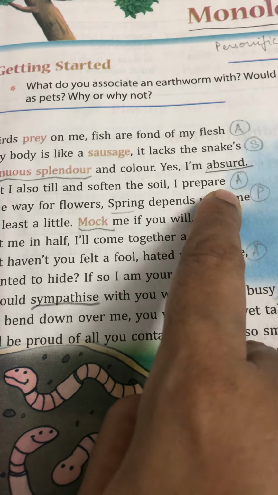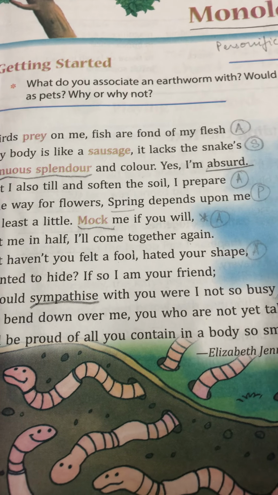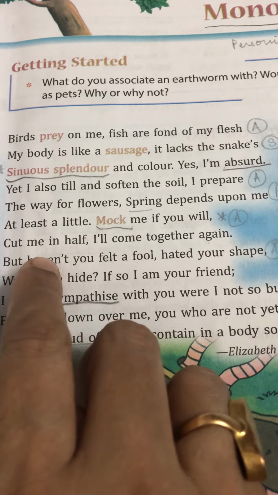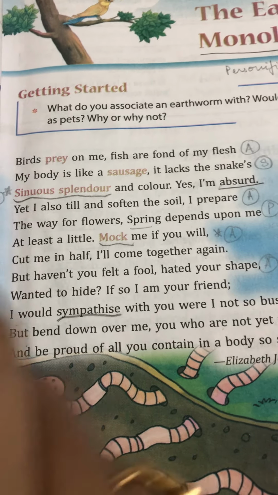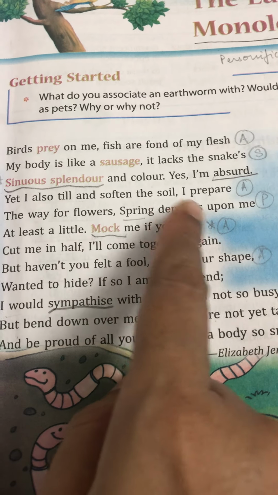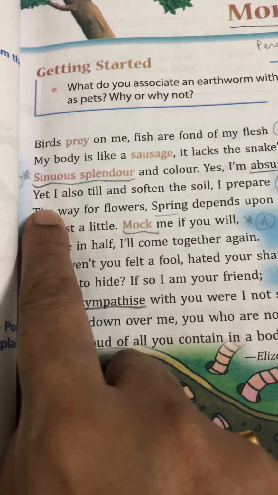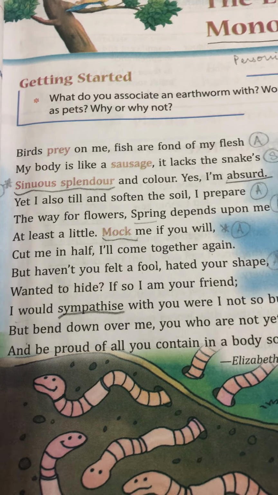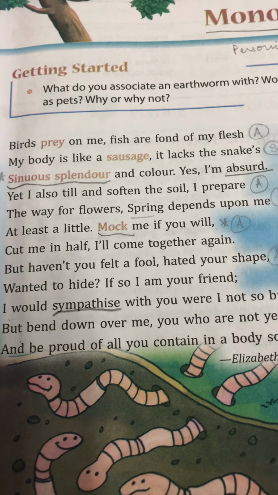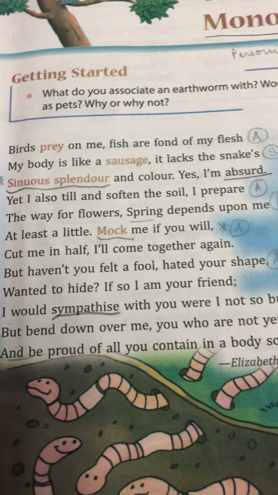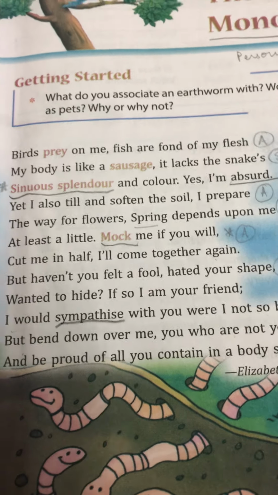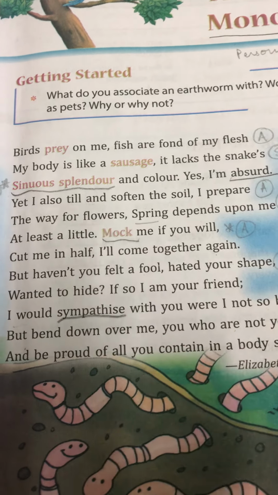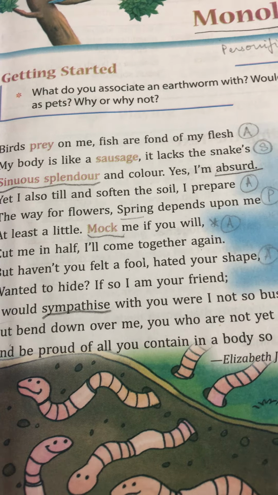And the earthworm is saying that yes, I'm absurd. I'm looking so disgusting, so disgustful. I'm very odd, I'm very absurd. Yet I also till and soften the soil. From the fourth line here itself, the earthworm becomes conscious about its own existence, its own identity, its own purpose to serve on this earth, right? So it is saying that I also till and soften the soil.